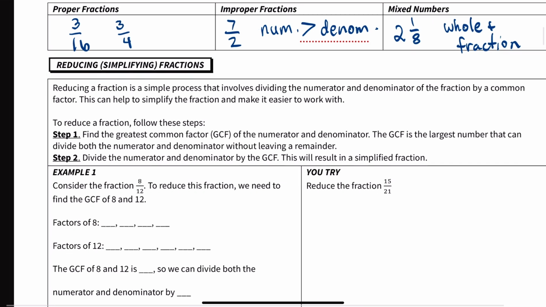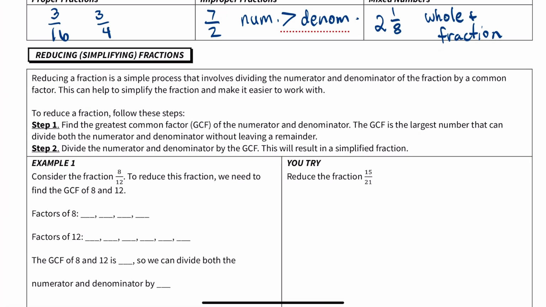Oftentimes we're going to need to do something called simplifying a fraction or reducing a fraction into its lowest terms. And so reducing a fraction is a simple process that involves dividing the numerator and the denominator of the fraction by a common factor. This can help simplify the fraction and make it easier to work with. We like to work with fractions where we have the smallest possible numbers. So how do we reduce a fraction?